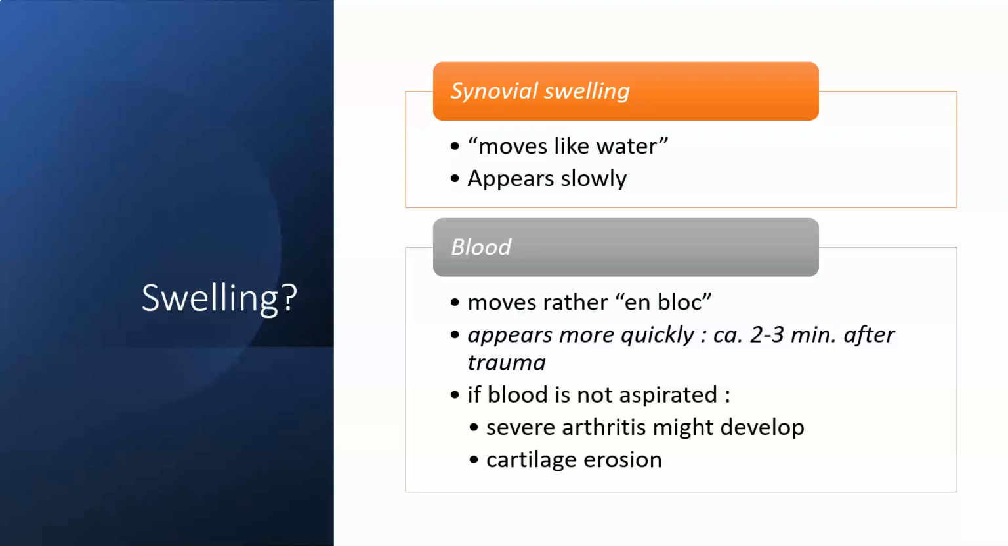But I also must say that the points of view on aspirating blood differ a little bit. There are therapists who really would like to do that. Other therapists say the risk is too high to develop infection. So I leave it in the middle. But it's important for us to know if the swelling is blood or just synovial fluid.